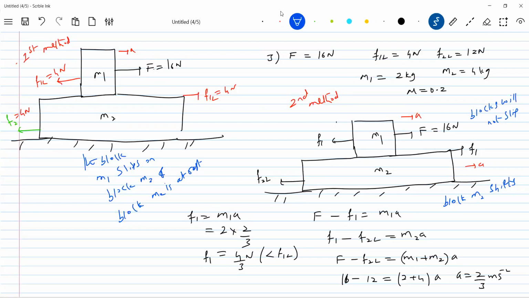Sir, F1 shouldn't it be equal to 16 minus M1A, sir? Capital F minus small f1 equal to M1A. F1 minus F2L should be equal to M2A. Any problem? No, sir. Afterwards, when you were calculating F1, why did you take it equal to M1A, sir? Oh, yeah. Fine.